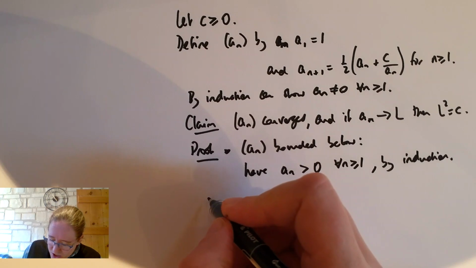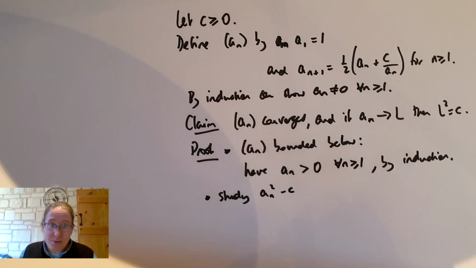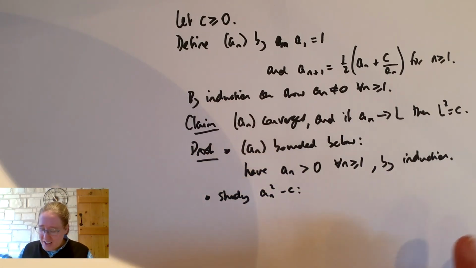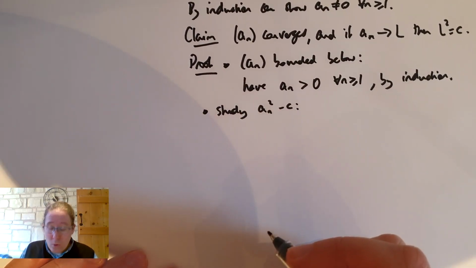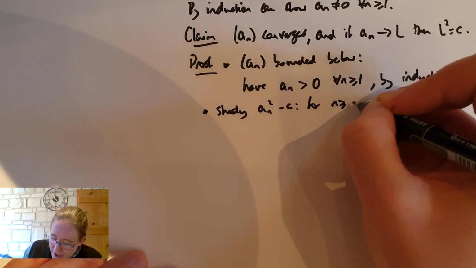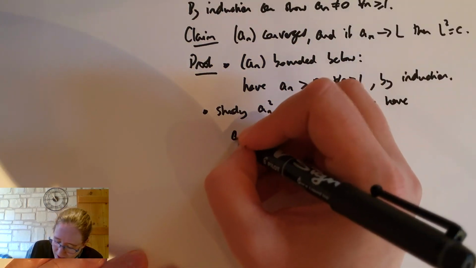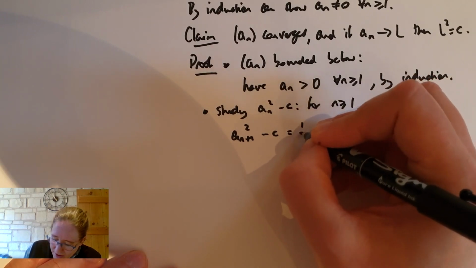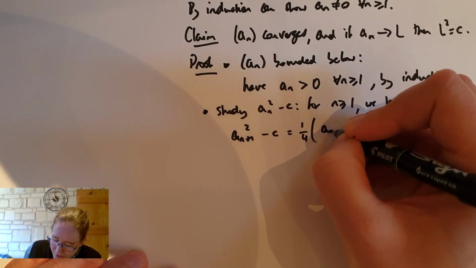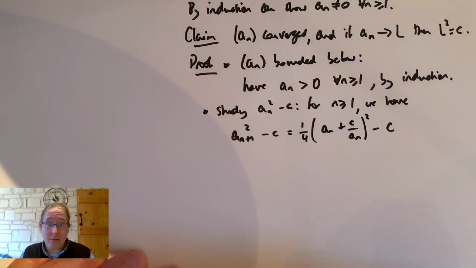The next thing I'm going to do, which is maybe not so obvious, is to study a_n squared minus C. And the reason for doing that is that it will be useful to us later on. So if I just move my paper up a little bit here. So what can we say? Well, for n greater than or equal to 1, we can use our recurrence relation, so a_{n+1} squared minus C is a quarter of (a_n plus C over a_n) all squared, minus C.